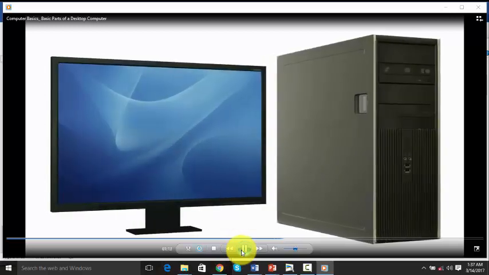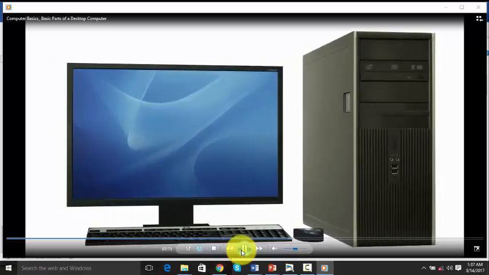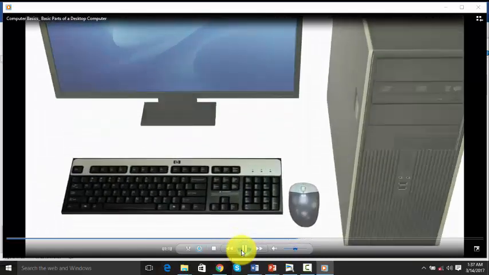To interact with your computer, you'll need a keyboard and mouse. Keyboards come in different shapes and sizes.